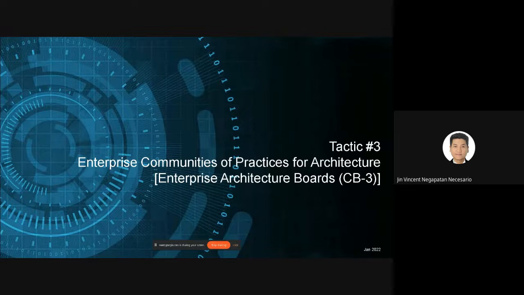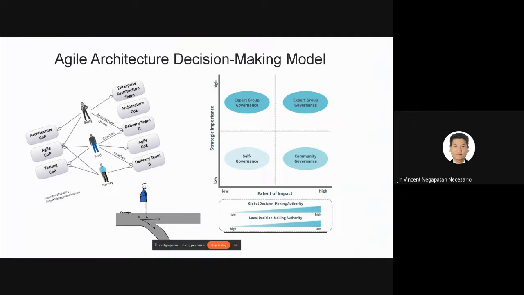And then another tactic for this is the enterprise communities of practice for architecture. So this basically addresses the challenges of tedious EA governance that slows down the development phases of agile teams. This actually makes a decision making model for classifying based on importance and impact. Again, based on the case study, companies categorize their decisions based on urgency, financial, organizational scope, and strategic importance.